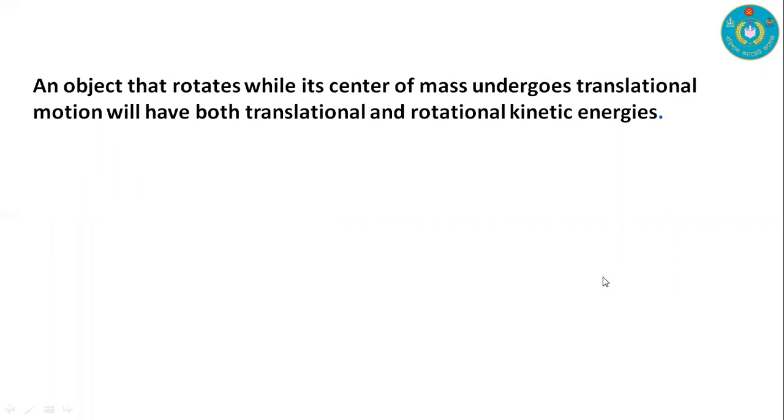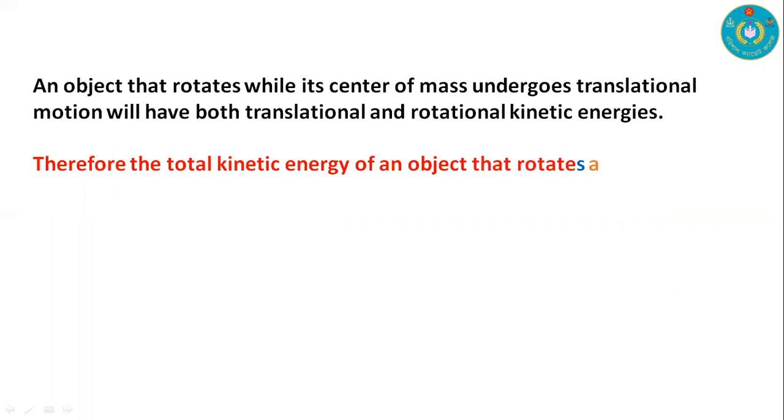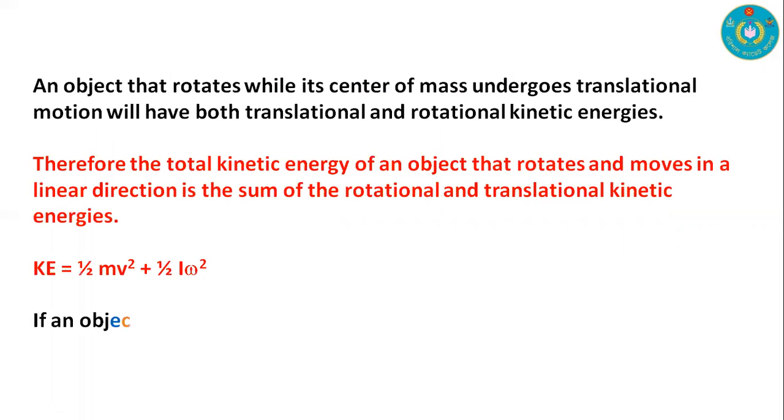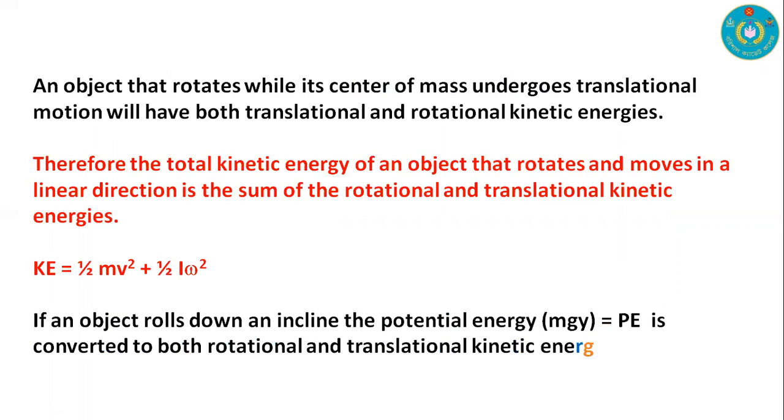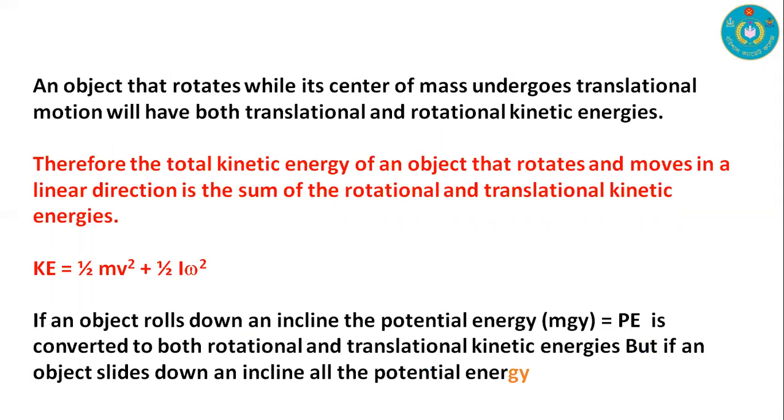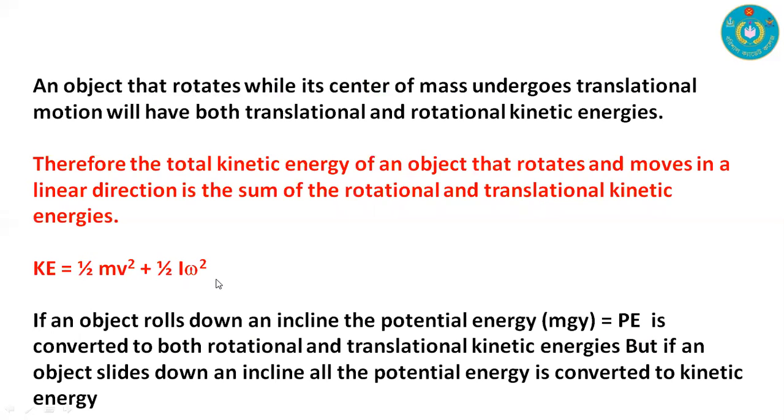An object that rotates while its center of mass undergoes translational motion will have both translational and rotational kinetic energies. Therefore, the total kinetic energy of an object that rotates and moves in a linear direction is the sum of the rotational and translational kinetic energies. That is E is equal to half mv square plus half I omega square.